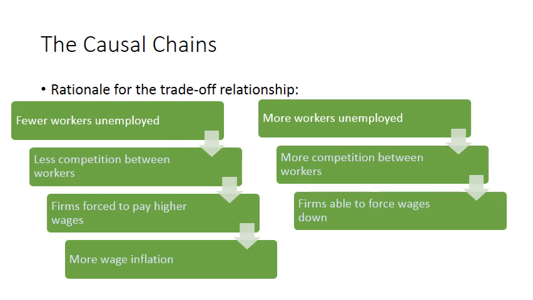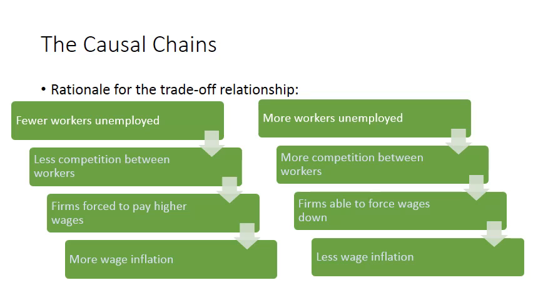And again, this reduces the cost of production for the firms, and the lower cost of production means that they're likely to reduce their prices. We get a fall in the overall price level, and now we end up with less inflation, less wage inflation. So those are the causal chains lying behind the trade-off between unemployment and inflation.